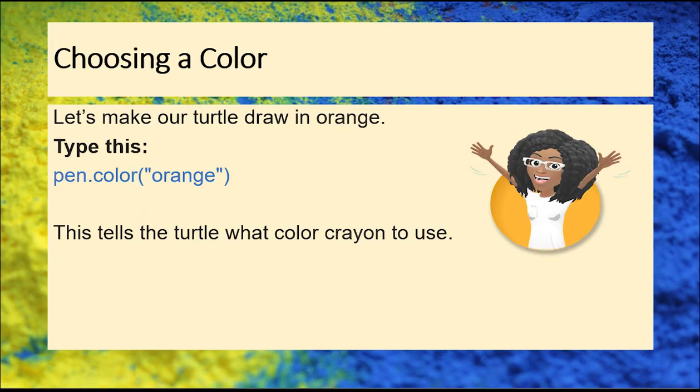Choosing a color. Let's make our turtle draw an orange. Type this code into your computer. You can pause the video again while you type. This tells the turtle what color crayon to use.